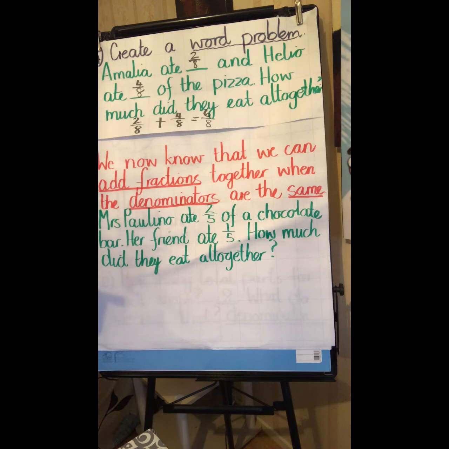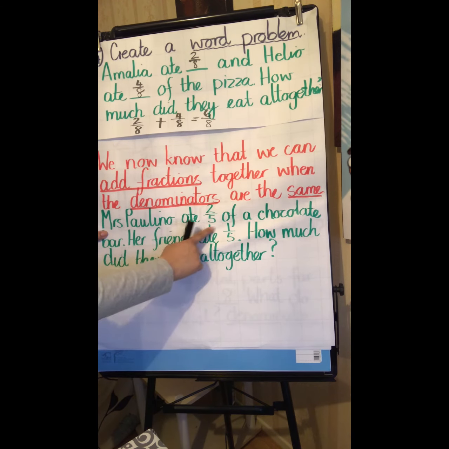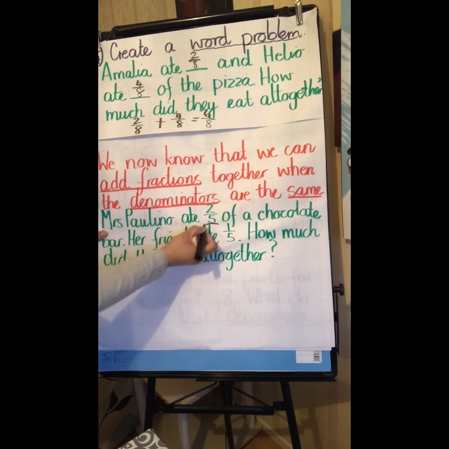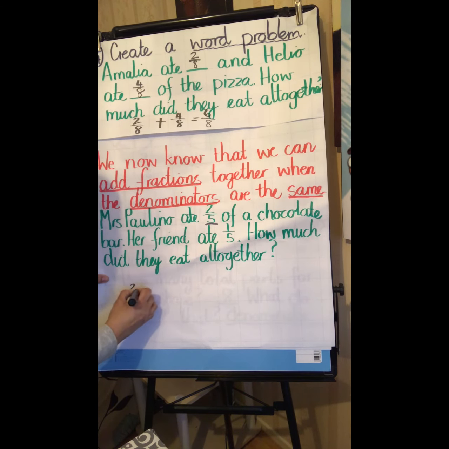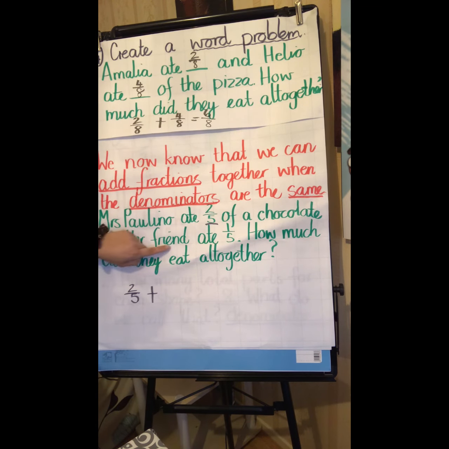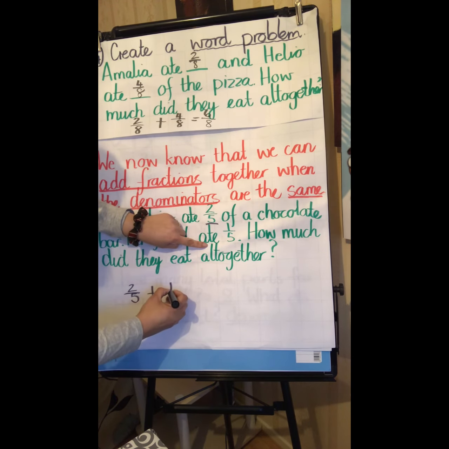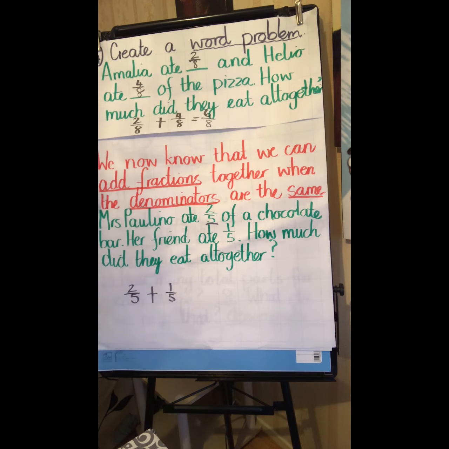Very good. Let's do it together now and see if you got the same answer. So what's the first one? Mrs. Polino ate 2/5. So let's write there, 2/5 of chocolate. And remember, we are adding, so we put in our addition sign. Her friend ate 1/5. How much did they eat all together?